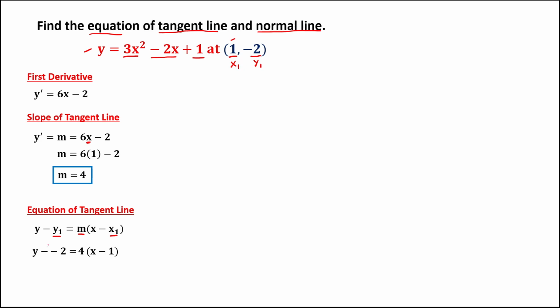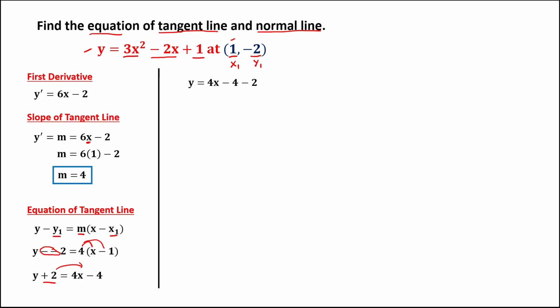Then to simplify, this double negative becomes positive. Then distribute, so we have 4x, then this is negative 4. Then we need to transpose this positive 2 to the other side. So this becomes 4x minus 4, then minus 2. So we have y equals 4x minus 6. So this is now the equation of the tangent line.